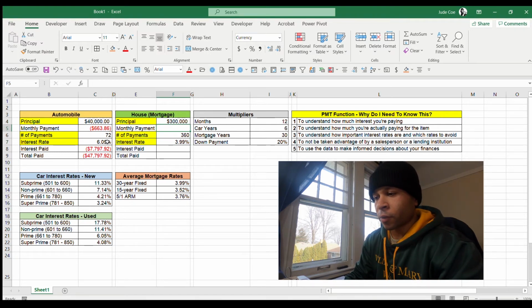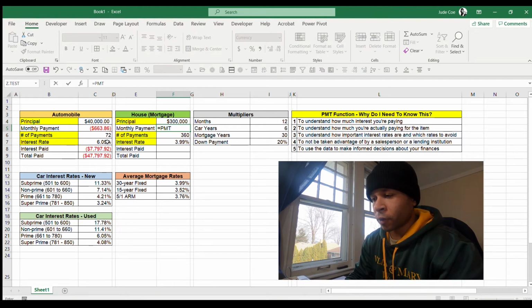So just like I did with the car, I'm going to press equals, payment, and then you can either tab it into place or you can press parentheses. I'll tab it into place. I have my parentheses. I'm going to move my argument table out of the way up here so you can see what's going on here.